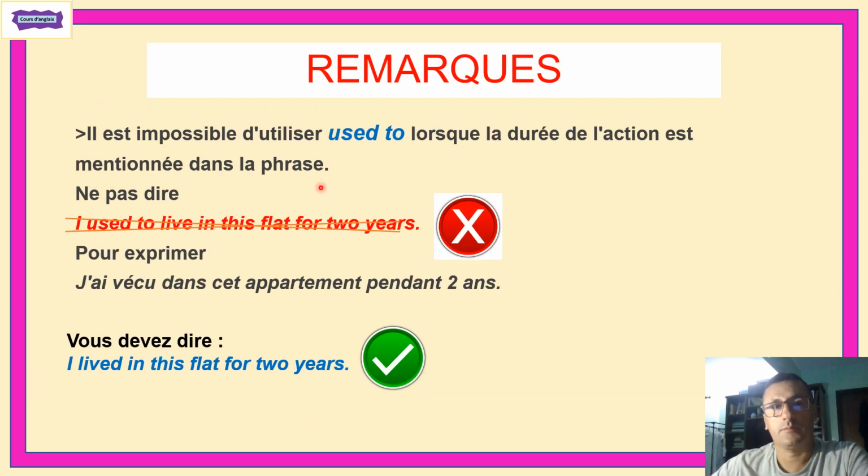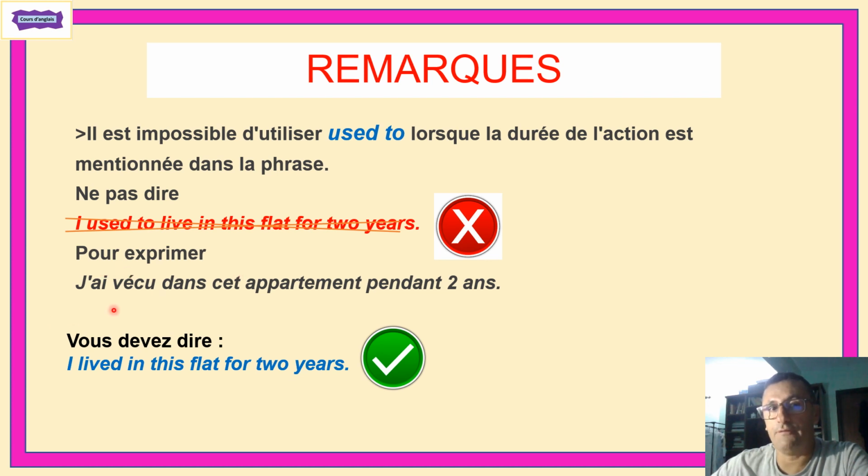Remarque, il est impossible d'utiliser used to lorsque la durée de l'action est mentionnée dans la phrase. Donc, I used to live in this flat for 2 years, for 2 years, ça, c'est faux. C'est pas correct. Il ne faut pas dire ça. Pourquoi? Parce qu'on a mentionné le temps dans cette phrase.